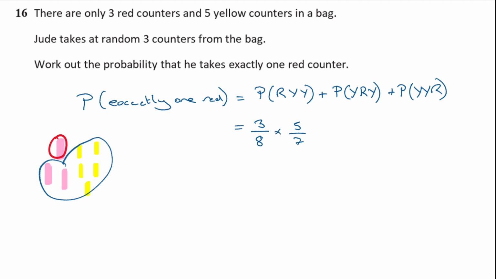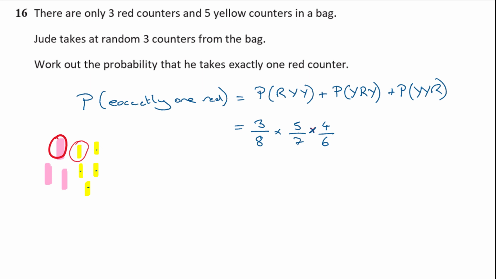So the probability of picking a yellow one on my second selection is going to be 5/7. Let's say I picked that one there on my second selection. What have I got left for my third selection? What's the probability of pulling out a yellow? Well, now I've got 4 yellow ones remaining, and I've got 6 counters remaining altogether. So it's 3/8 times 5/7 times 4/6. That's the probability of red, yellow, yellow.